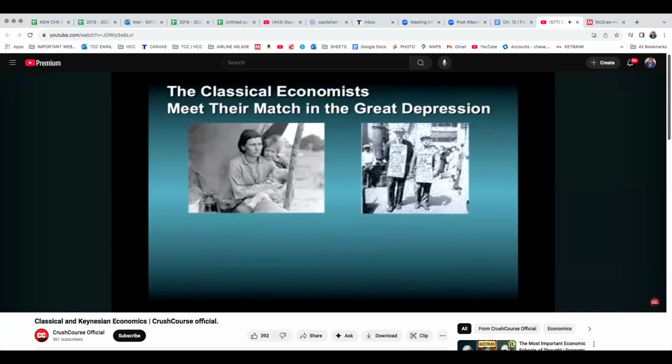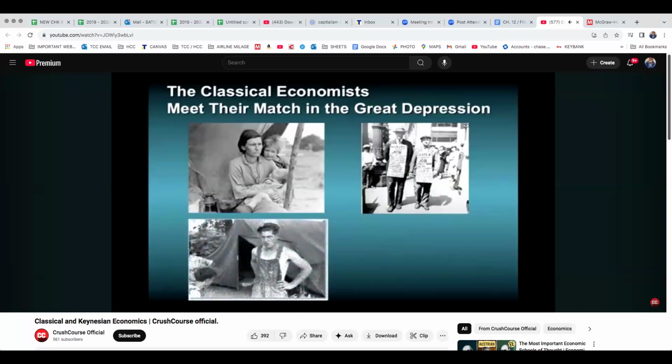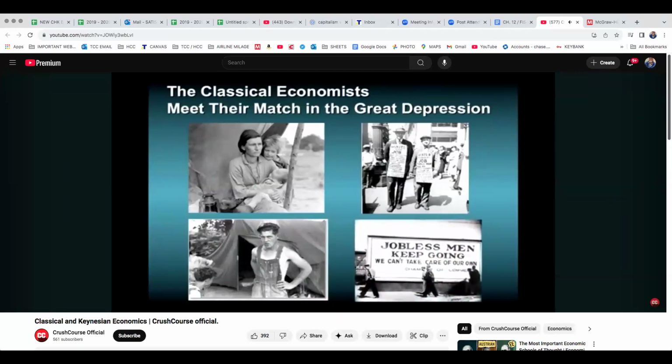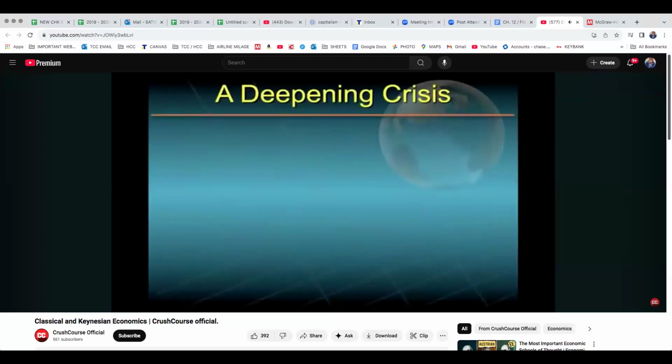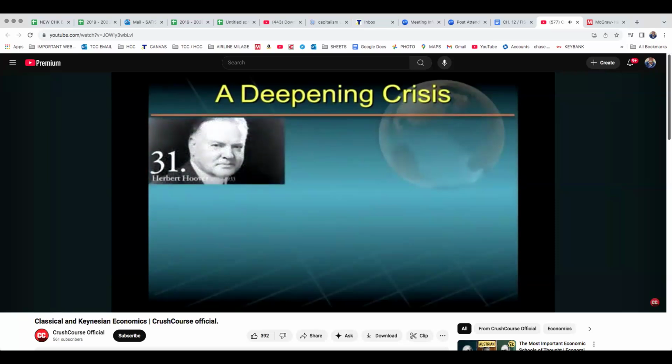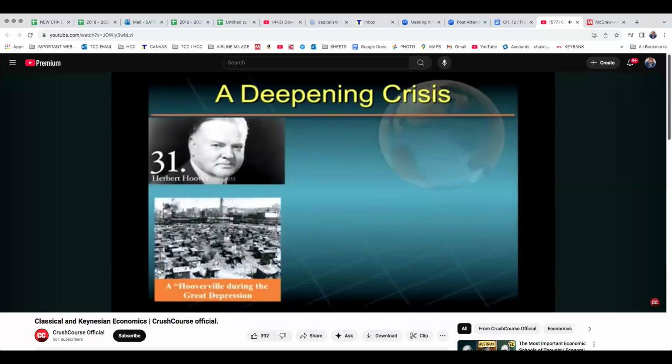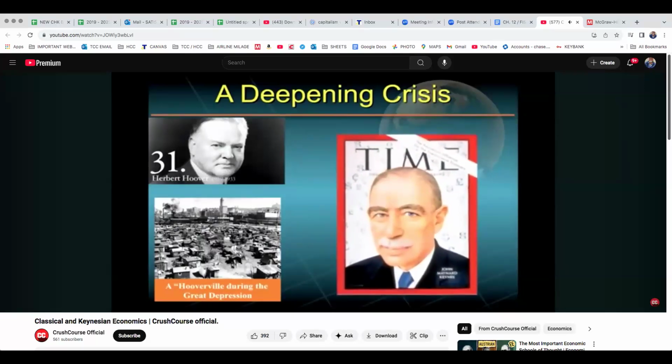However, after every bust, the economy always bounced back, exactly as the classical economists predicted. That was true until the classical economists met their match in the Great Depression of the 1930s. While President Herbert Hoover kept promising that prosperity was just around the corner, and the classical economists kept waiting for what they viewed as the inevitable recovery, a towering figure walked onto the macroeconomic stage, economist John Maynard Keynes.